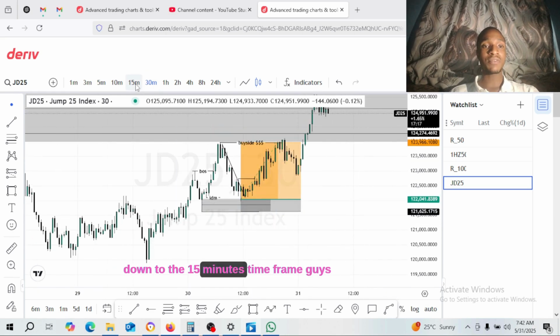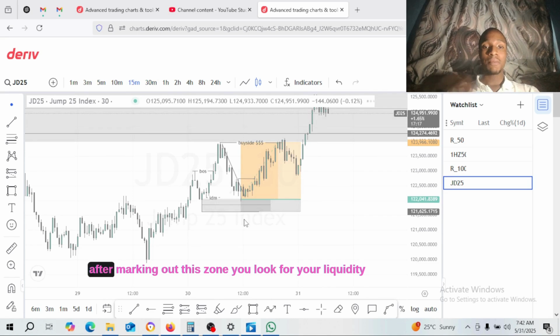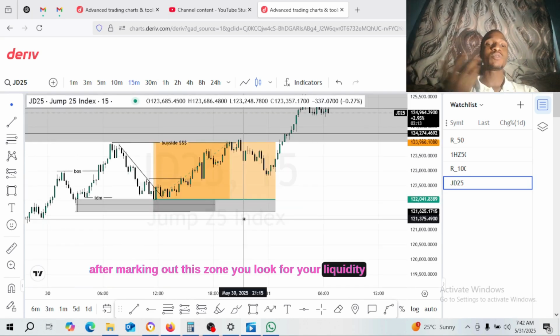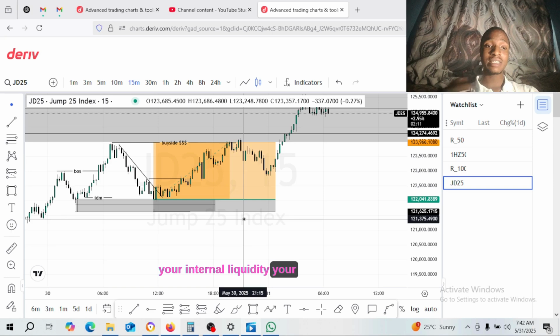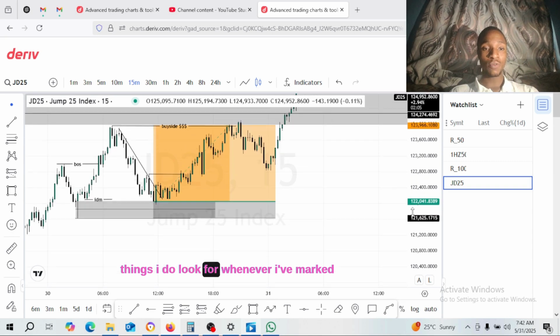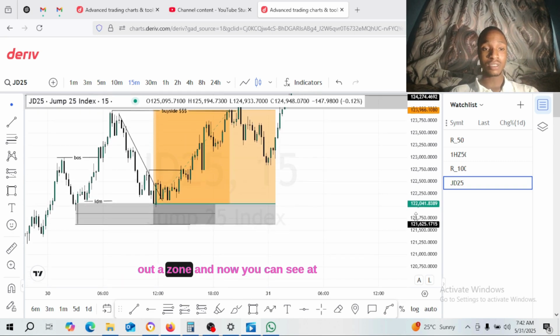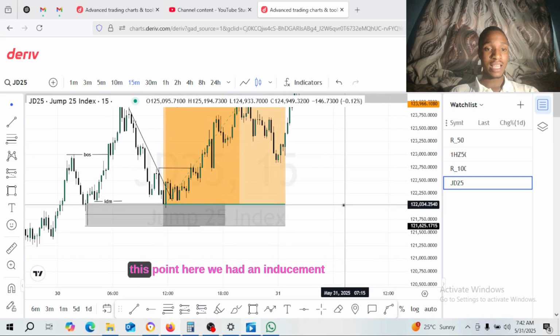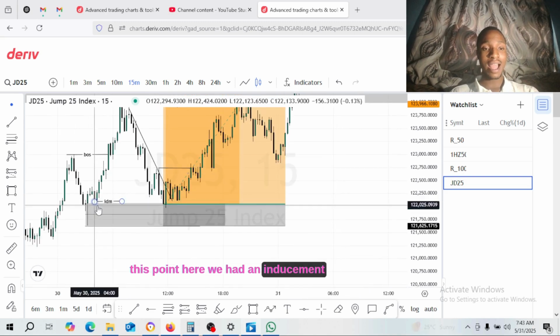And going down to the 15 minutes time frame, guys, after marking out this zone, you look for your liquidity, your internal liquidity, your inducement. Do you understand? Those are things I do look for whenever I've marked out a zone. And now you can see at this point here we had an inducement.